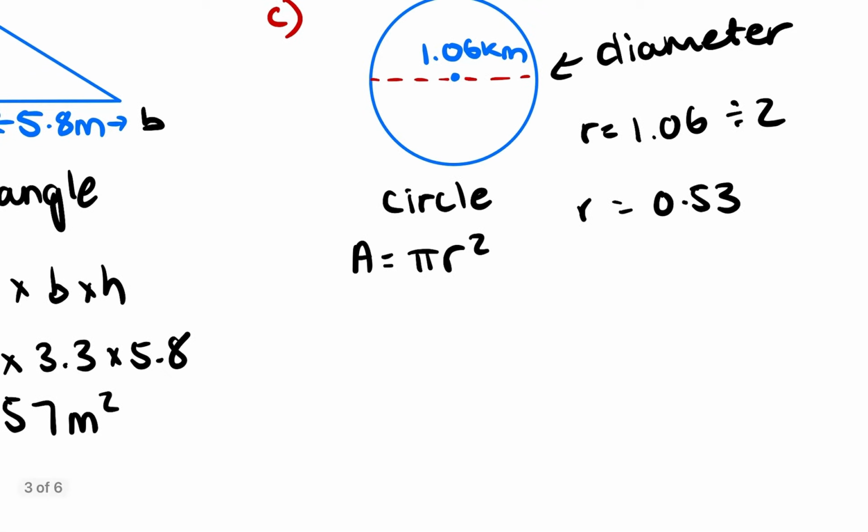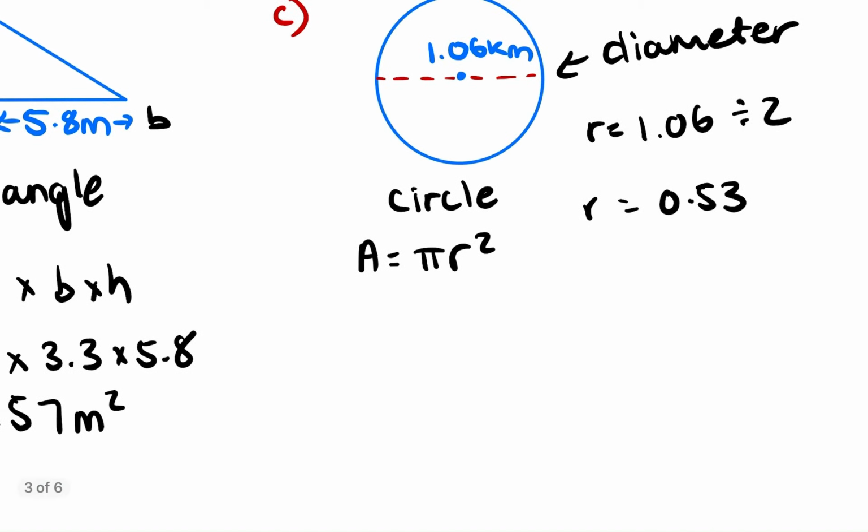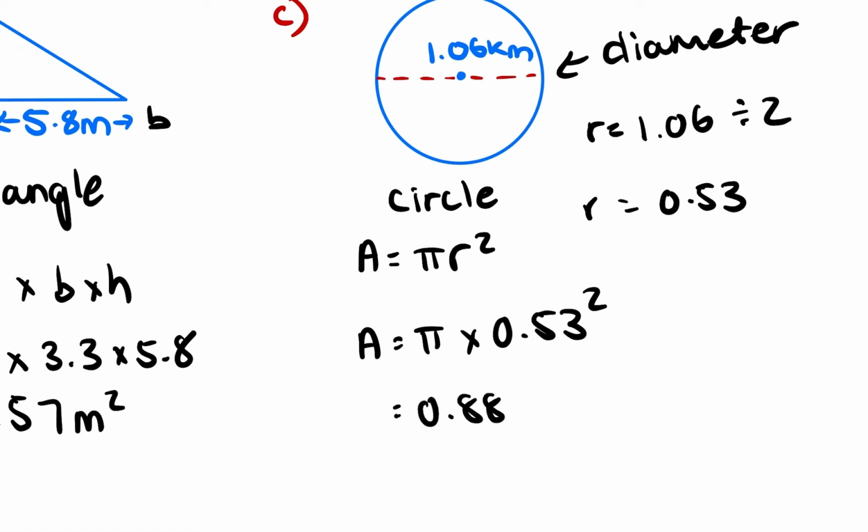Because if you try and do it with a diameter, it doesn't work. It gives you a really, really wrong answer. So now we're going to have area equals pi times 0.53 squared. Chuck that in your calculator. Okay, so pi times 0.53 squared gives us 0.88247 and so on and so on.